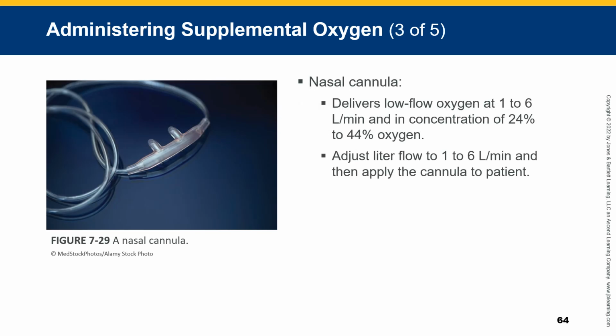A nasal cannula delivers low-flow oxygen at 1 to 6 liters per minute and in concentrations of 24 to 44% oxygen. You want to adjust the liter flow to 1 to 6 liters per minute on the flow meter and then make sure that oxygen is flowing before applying the cannula to the patient.